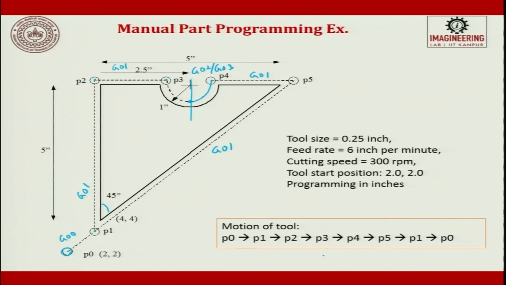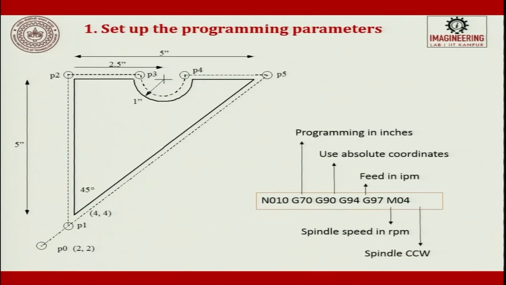If you want to machine the component, the tool sizes, feed rates, cutting speed and starting point are all given. This is P2, which is given here. The program is in inches. So, we write P0, P1, P2, P3, P4, P5, P6, P5 and P1 and then P0. If you want to make the component, this is the sequence that has to be followed. Again here you can choose either absolute or incremental.